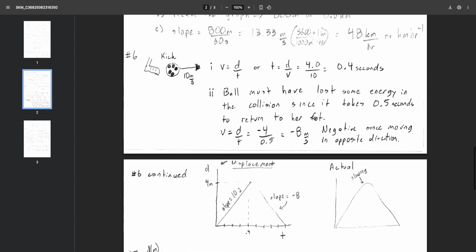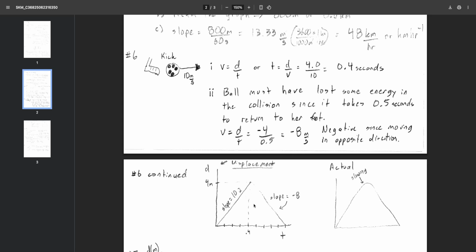And this is where it comes into play. For number 6, I have a completely different answer than what they have in the book. Sketch a graph to show how the distance traveled by the ball varies with time. I did a displacement versus time graph because I'm just so used to doing that. If you're doing a distance versus time graph, you would have a slope of 10, and then the distance would continue to go up. It would just be at a lower slope of 8.